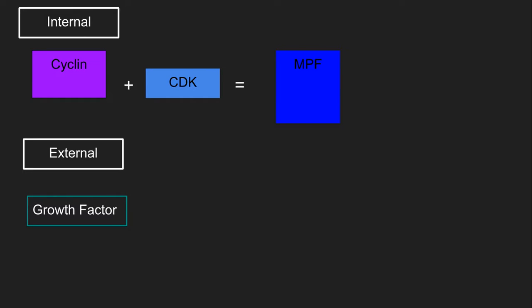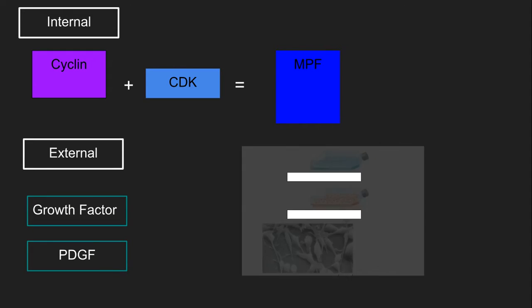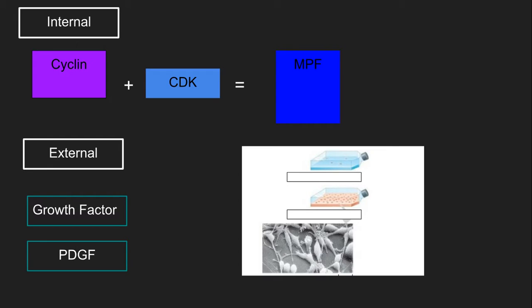The growth factor is a protein released by specific cells that stimulate other cells to divide. For example, the platelet-derived growth factor, or PDGF, is required for the division of cells in connective tissues. Without PDGF present, the cells will fail to divide and move through the cell cycle. The picture shows what a petri dish of cells with and without PDGF looks like, and it is clear that cell division doesn't occur without PDGF.